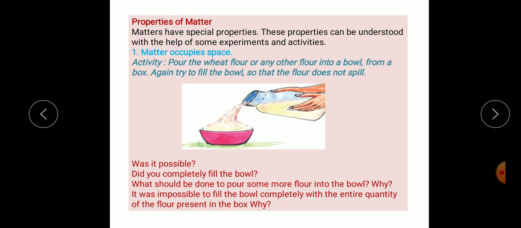So here we are doing one activity. The first property is that matter occupies space. How does matter occupy space? Students, listen to the activity. Pour the wheat flour or any other flour into a bowl from a box. Again, try to fill the bowl so that the flour does not spill. Was it possible?